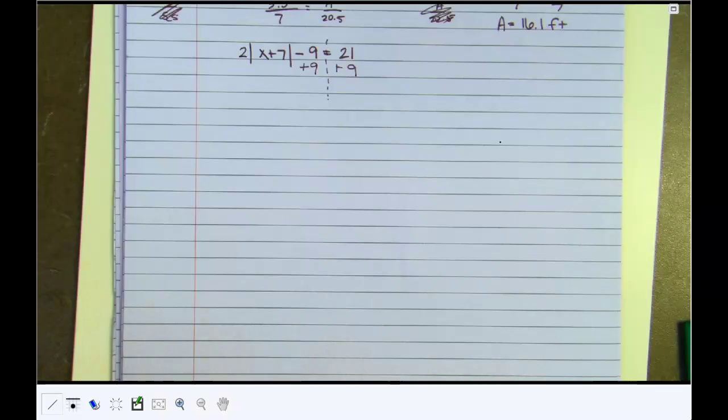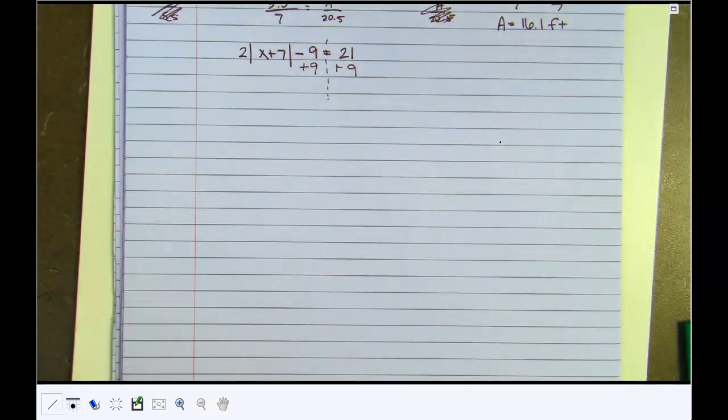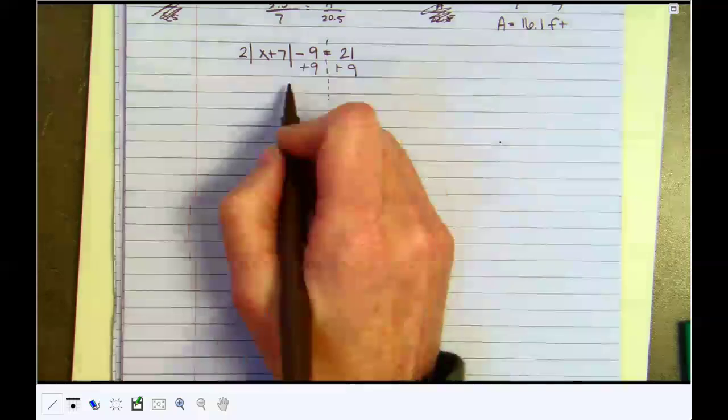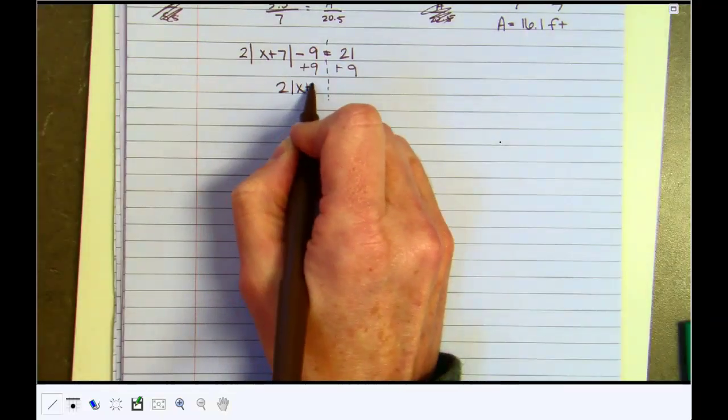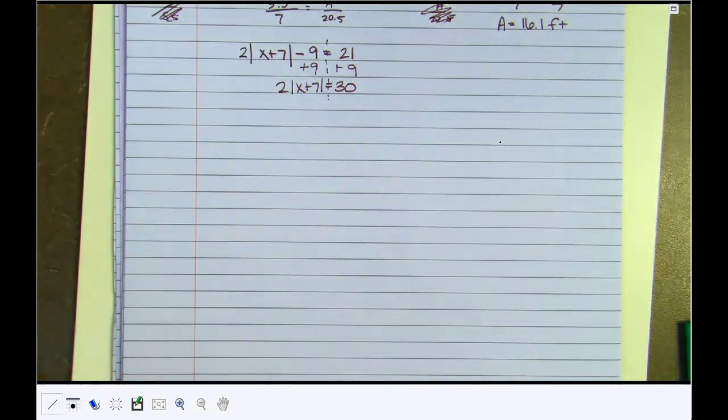How do you know it's plus 9? Because it's originally minus 9, and you want that to come out to 0. You want nothing else there, so 0. So now I have 2 absolute value x plus 7 equals 30. Okay, now what?